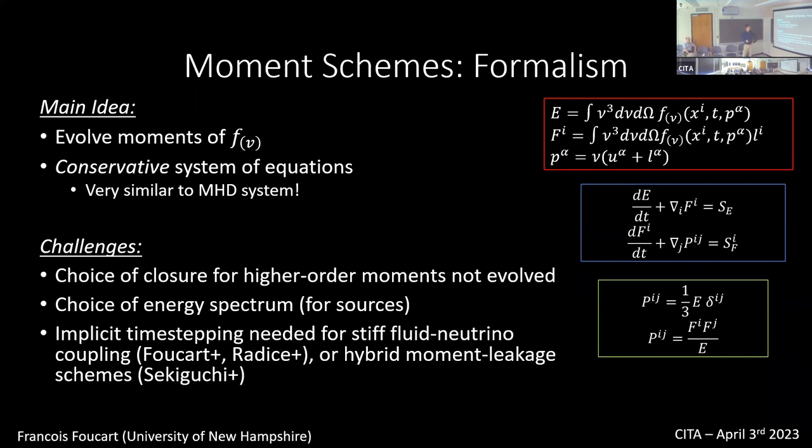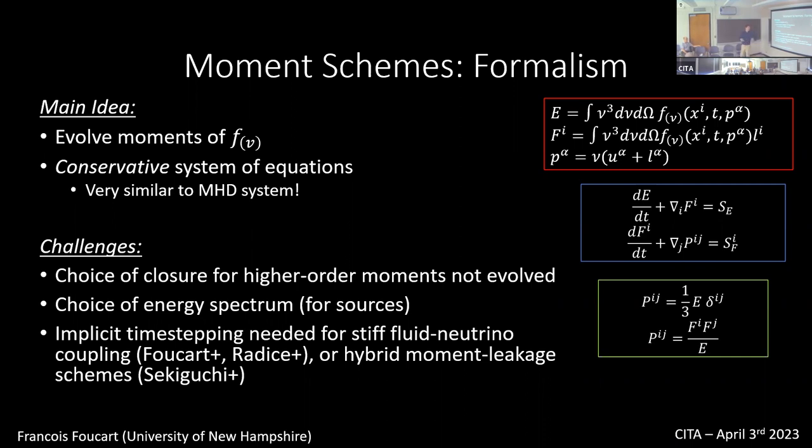You could make an energy-dependent M1 scheme, and it has been done, and it has actually been used for post-merger disk simulations. But then imagine that you have 20 energy groups. Now I'm evolving 80 variables, and I'm doing implicit time stepping. Implicit time stepping over 80 variables means inverting an 80 by 80 matrix. It gets expensive very fast, right?